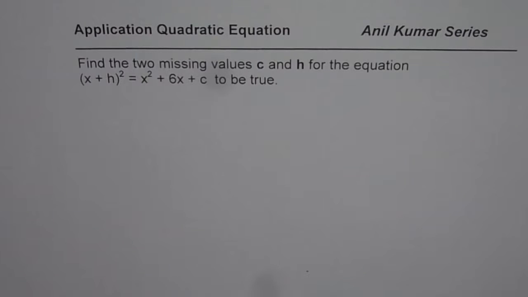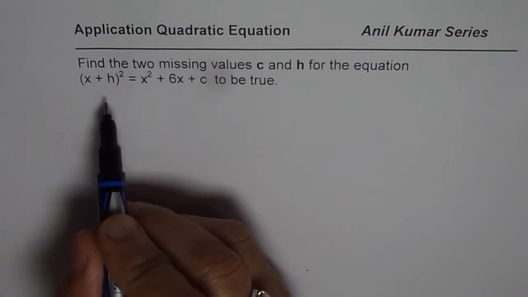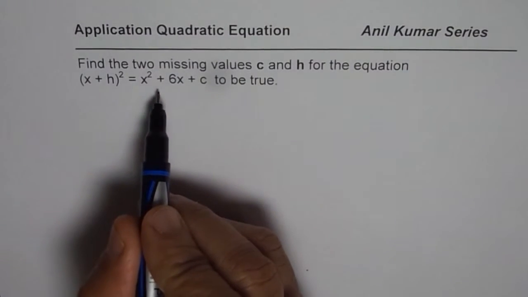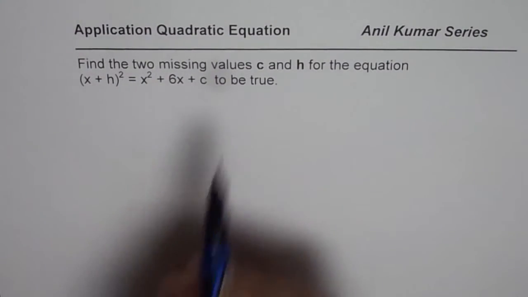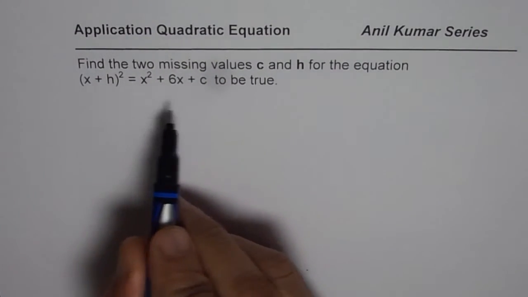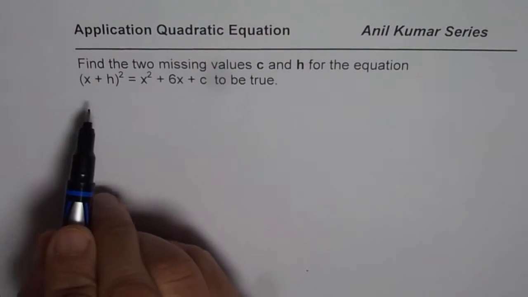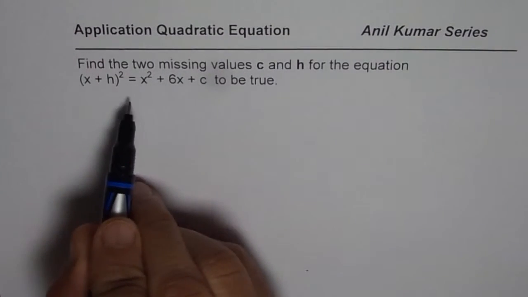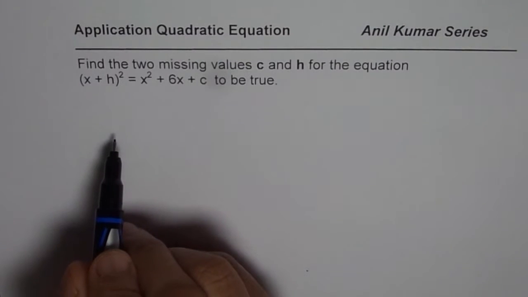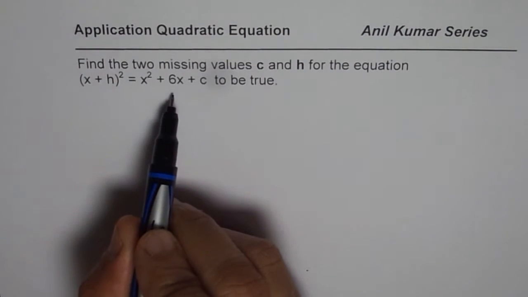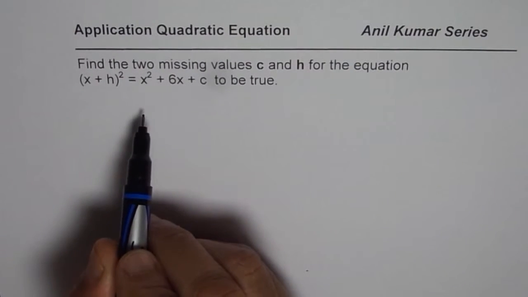Find the two missing terms c and h for the equation (x plus h) whole square equals x square plus 6x plus c to be true. I will show you two different ways of doing it. One is we can expand the left side and equate the two equations. The other one is we can do completing the squares for the right hand side and then do it, right?